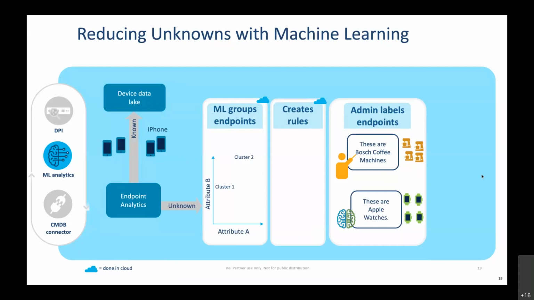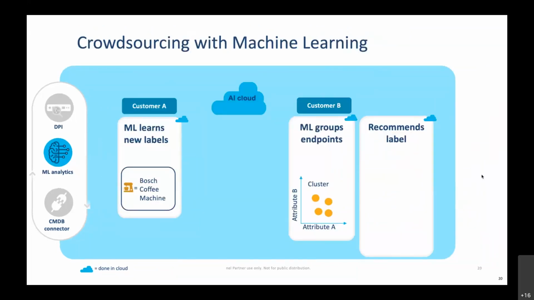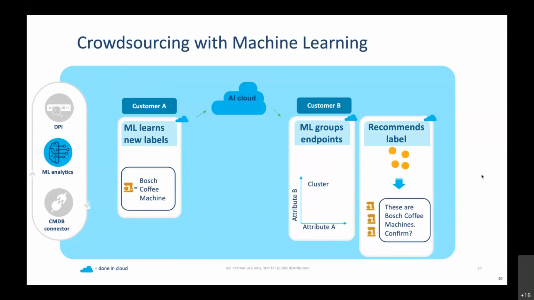So in this example, it's important to point out that again, the user is helping teach the machine learning algorithm what these particular profiles are. And as a result, the machine learning is going to learn these new labels around these endpoints. So in a future scenario, when additional Bosch coffee machines connect to the network, the machine learning cloud is automatically going to recognize them, and it's going to propose to the user that, hey, based on the profile that we're seeing, we think that these are Bosch coffee machines.